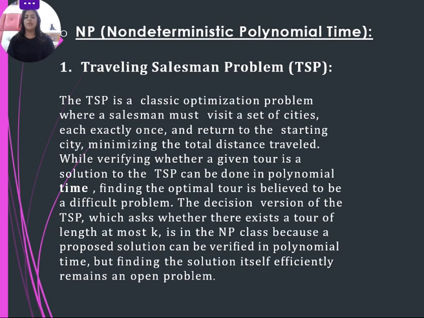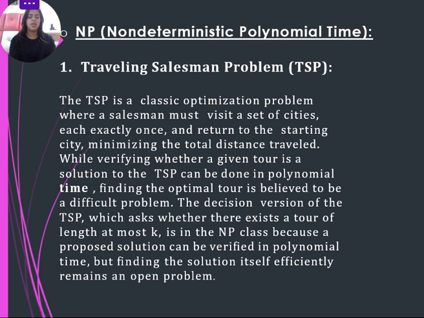The decision version of the TSP, which asks whether there exists a tour of length at most k, is in the NP class because a proposed solution can be verified in polynomial time, but finding the solution itself efficiently remains an open problem.